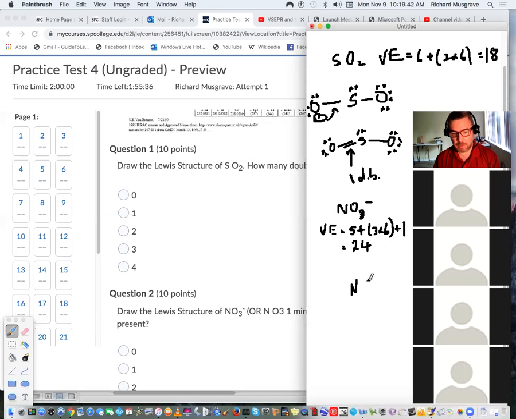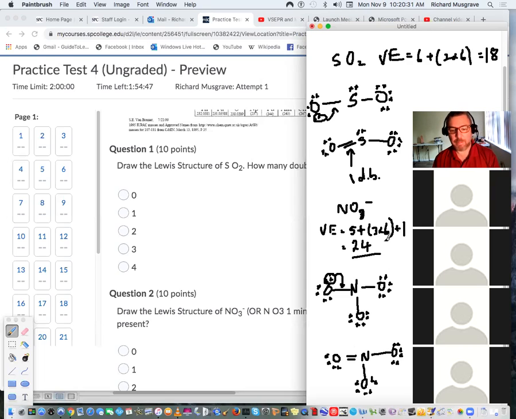Okay, so we do N and we do 3 O's. Again, I'm not really interested in shape right now. I'm just trying to get a handle on the little structure. Then I fix up the oxygens. And if I do this, you'll see that indeed I have used 24, but the nitrogen is not happy. So again, I have to create a double bond. Doesn't matter which oxygen shares them. But this again is to allow the N to be happy, have 8 electrons. And I can't just put 2 electrons on there out of the air because I can only use 24. And that's what I calculated up here.